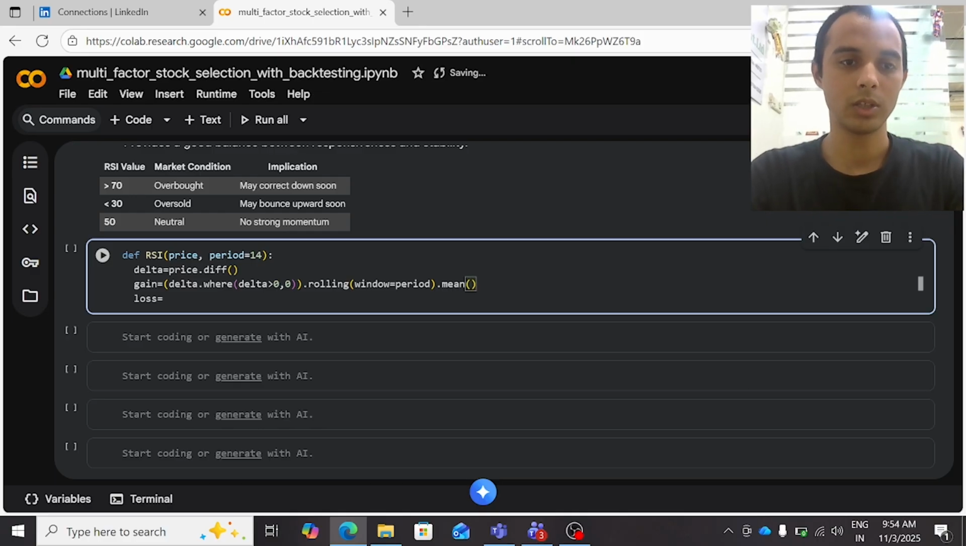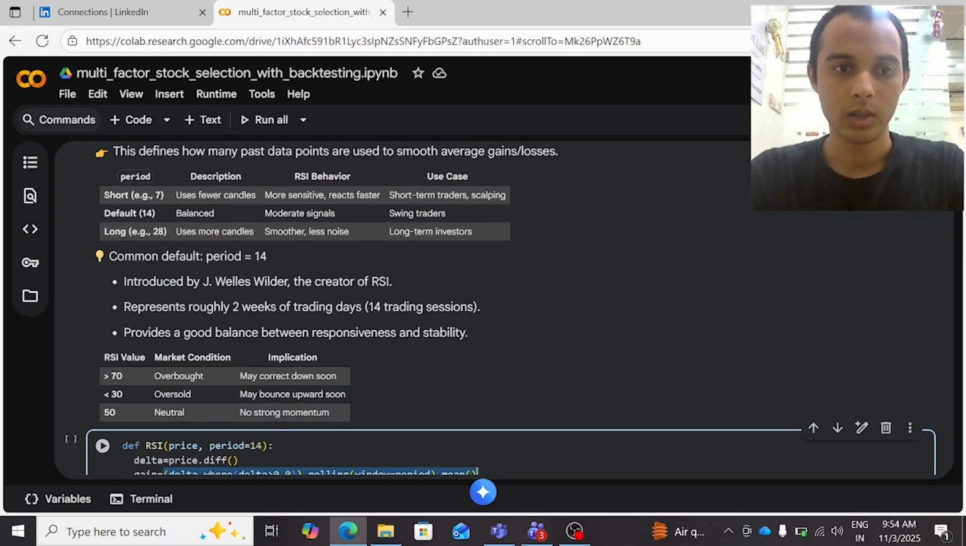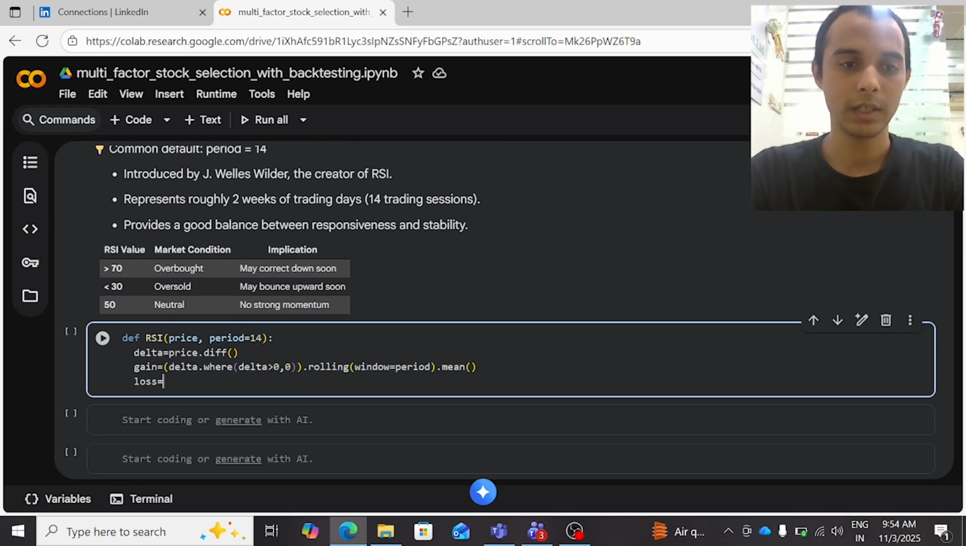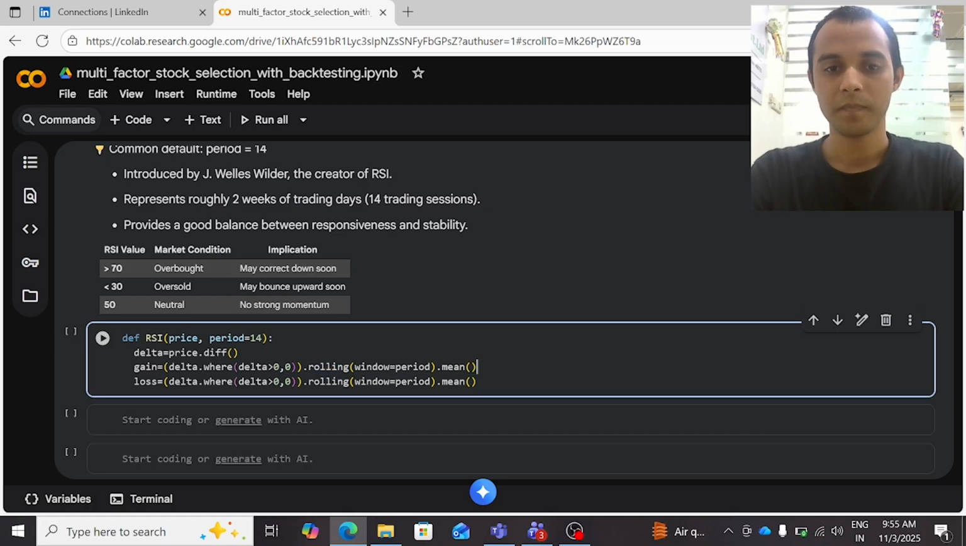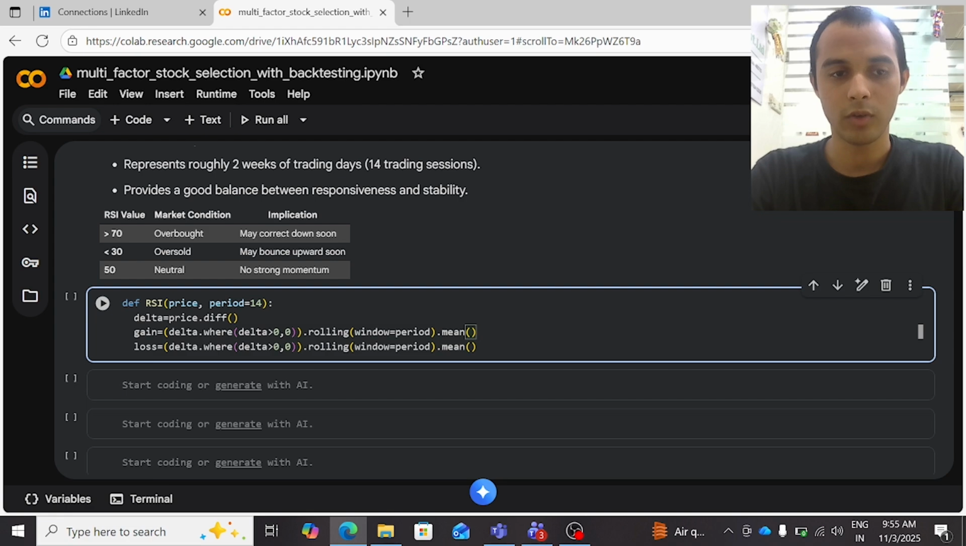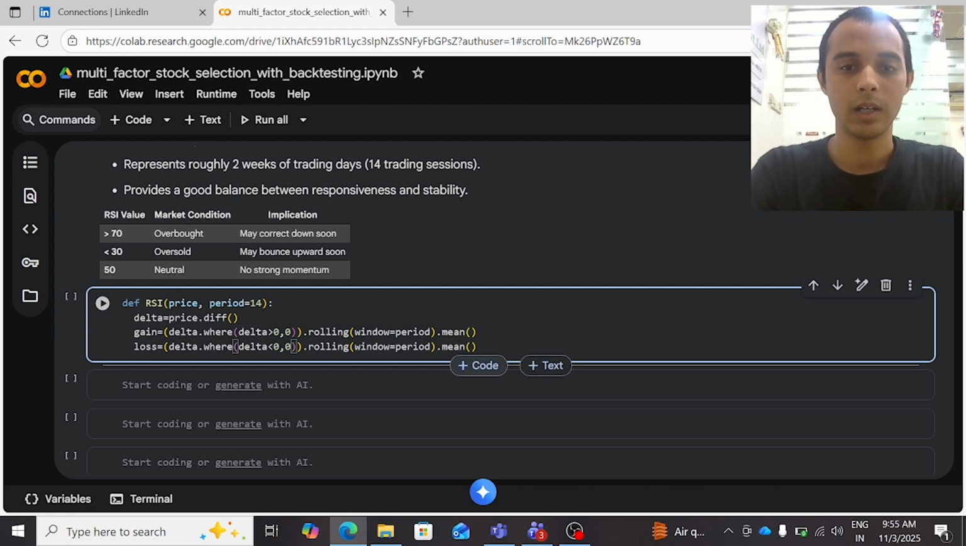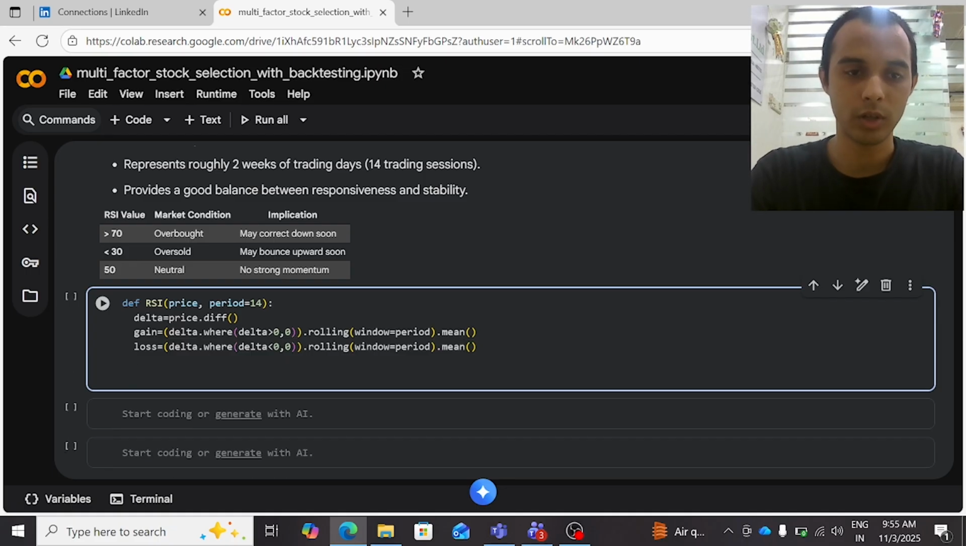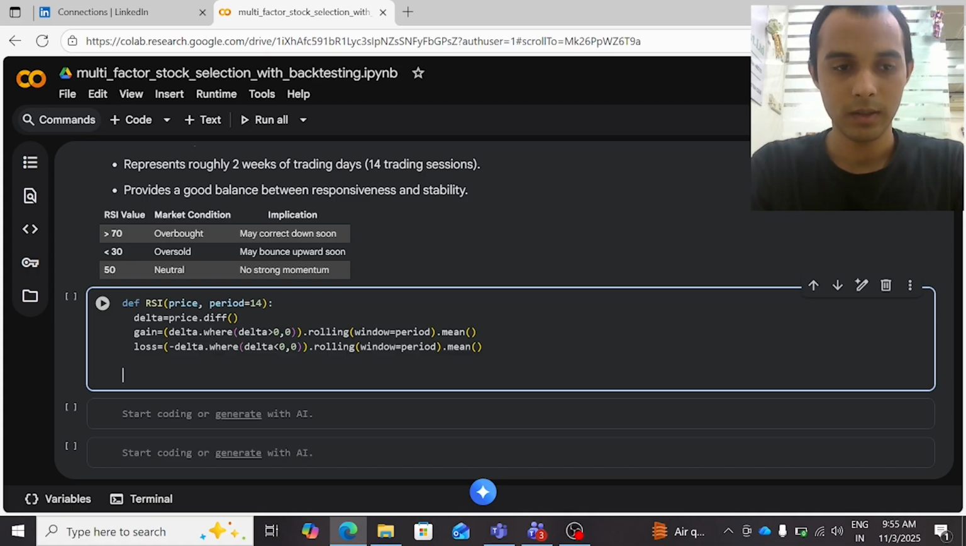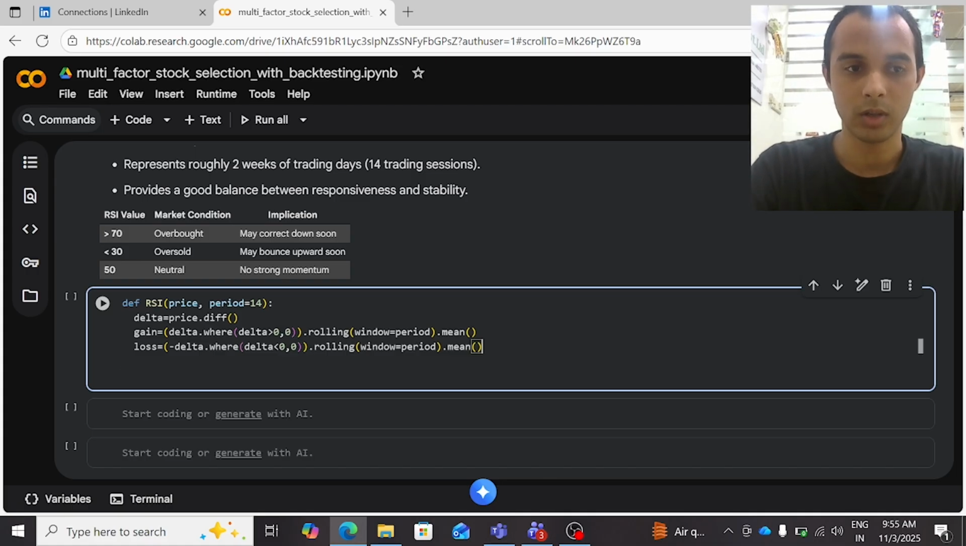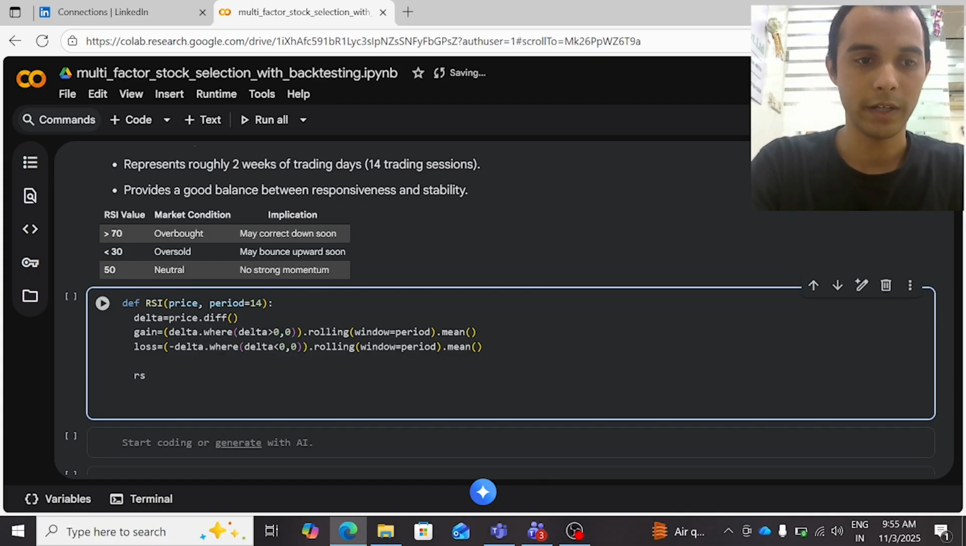So in the original formula that Wilder gave, it is an exponentially moving average, but for this video we will be taking a simple moving average, and the formula for loss is the same, but here it will be negative. And in the RSI formula we don't want a negative value, so we'll put a negative sign here, so we get a positive value. Okay, so now let's find RS. RS is gain divided by loss.